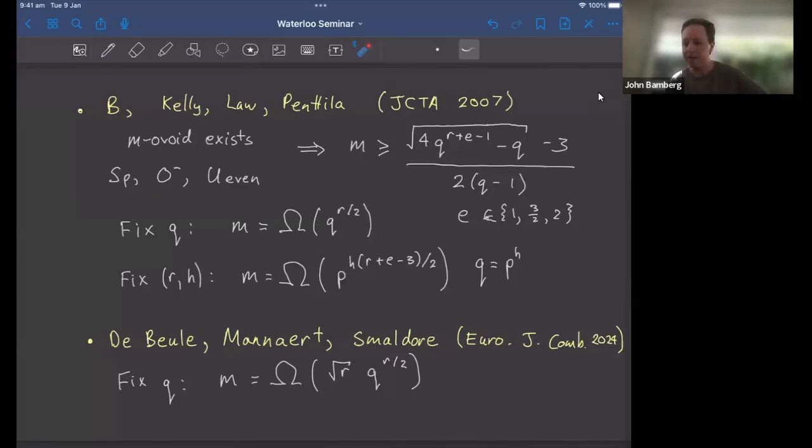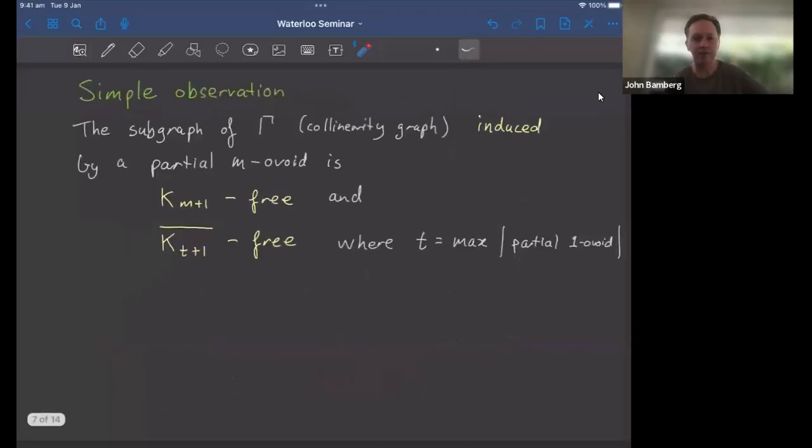Okay, so what about partial M-ovoids? So we have a simple observation. If you take the collinearity graph, so what I mean here is in a finite polar space, take the points to be the vertices. So I'm making a graph and join them by an edge if they are collinear, if they lie on a line. So that's the collinearity graph. But now restrict it to take the induced subgraph on a partial M-ovoid.